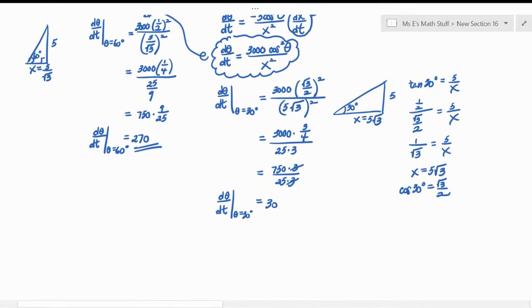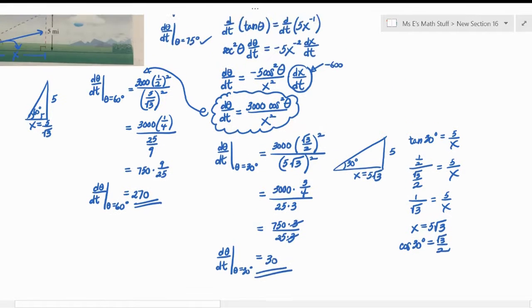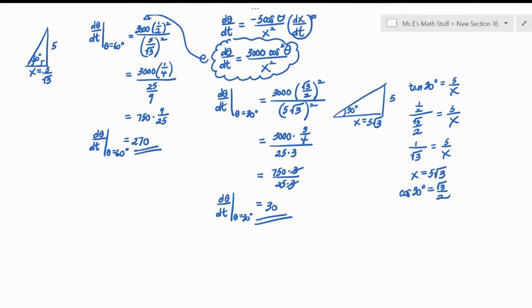Okay, we'll come back and write a sentence when we're all done. Let's go ahead and take care of the last one, which is when theta is 75. At this point, this should be feeling pretty repetitive. Remember, we're just going back to this rule for d theta dt each time. So d theta dt, when theta is 75 degrees, would equal 3,000.